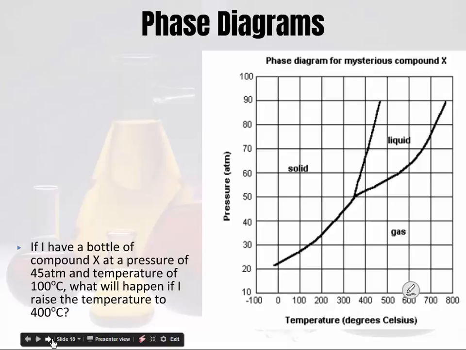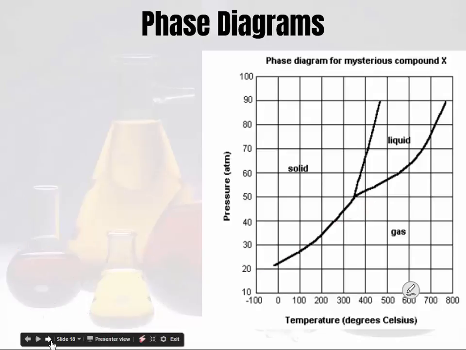Okay, if I had a bottle of compound X at a pressure of 45, so let's find 45, so somewhere here, and at a temperature of 100, so my point is here, what would happen if I raise the temperature to 400? So if I go from 100 to 400, I cross the line between solid and gas. So that would mean I would sublime. Solid to gas is sublimation.